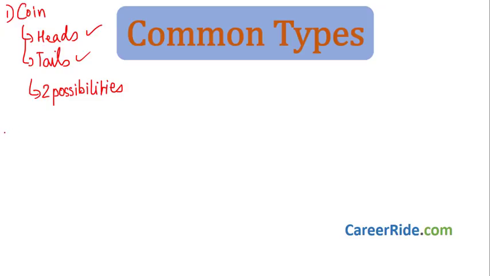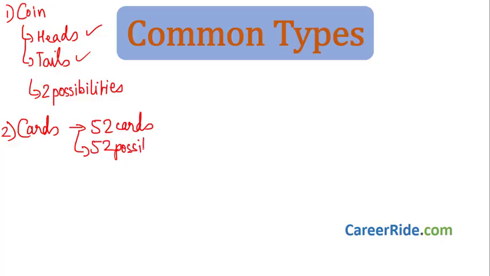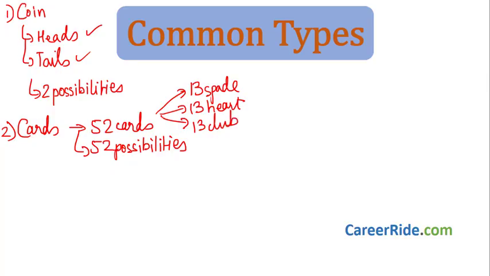Now the second type of sum is of cards, the playing cards which you must have played during summer vacation. There are 52 cards in a well shuffled deck. So that means there are 52 different possibilities. These 52 cards have 13 cards of spade, 13 of heart, 13 of club and 13 of diamond, right?